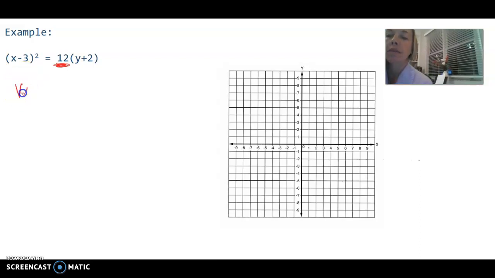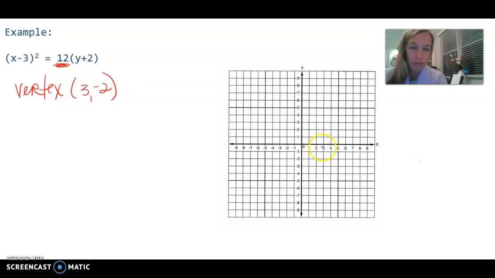The first thing I want to come up with is the vertex, which is (3, -2). So I'll go ahead and put that right on my graph. (3, -2). There it is.